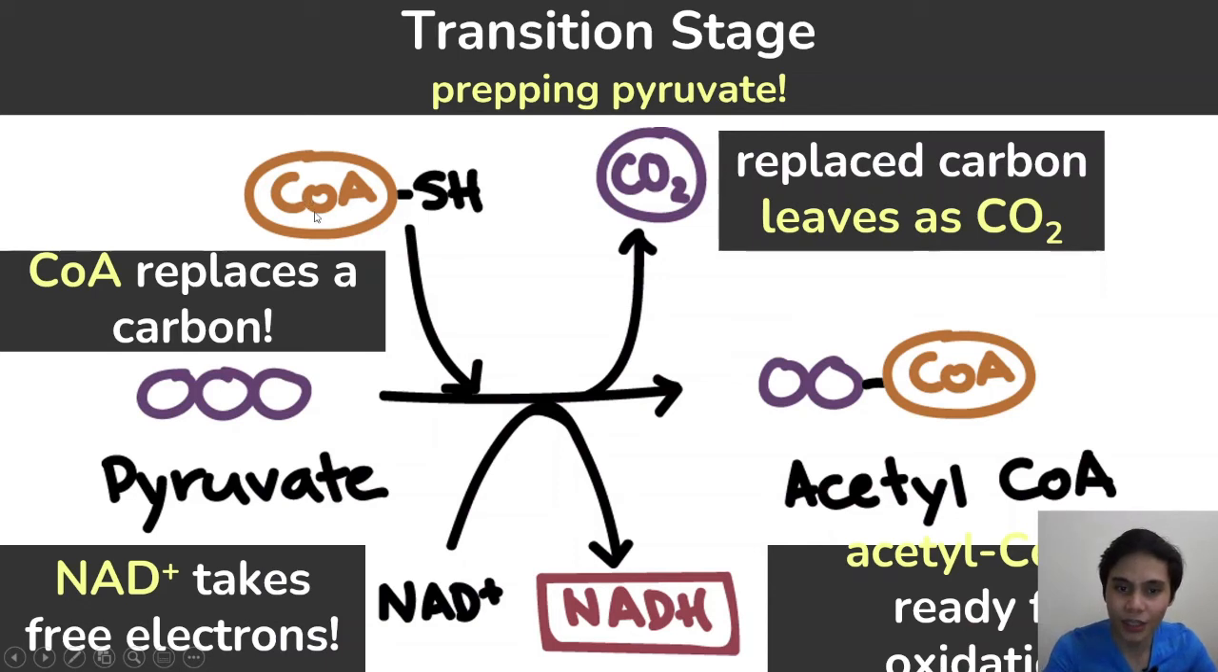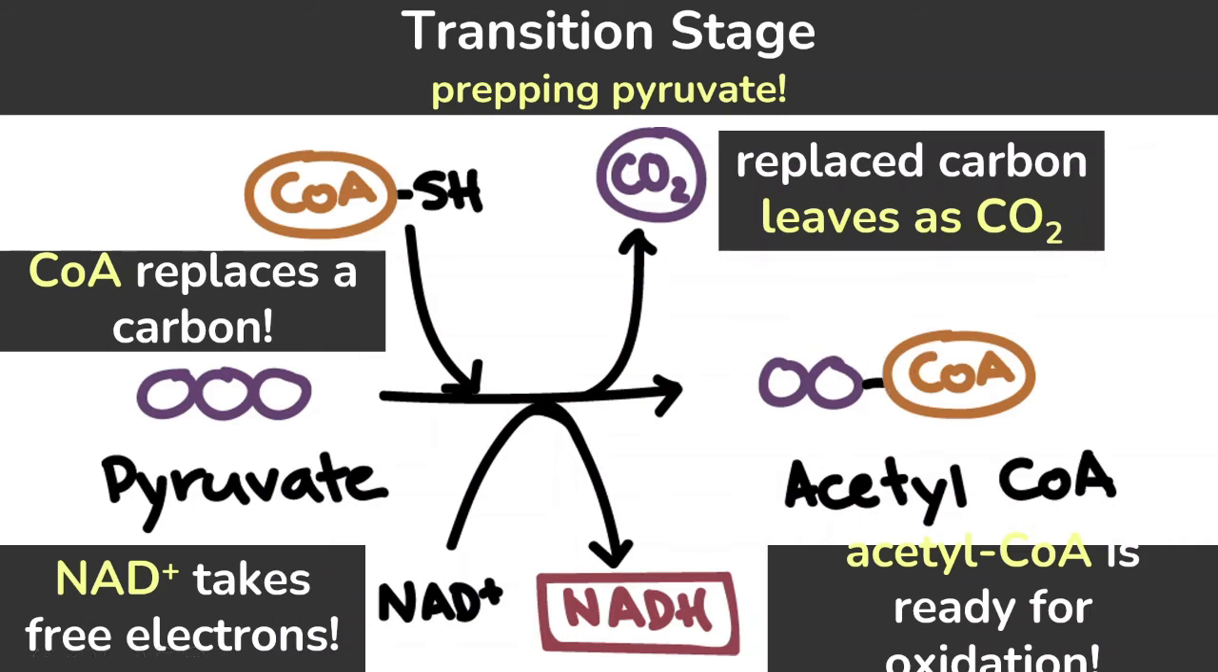So what happens is that your coenzyme A will replace a carbon from pyruvate. The carbon that was replaced will become carbon dioxide, and in the process of replacing the carbon, there's free electrons taken by NAD+, which becomes NADH. And so your final product is acetyl-CoA. Literally just replaced 1 carbon atom with coenzyme A. And this coenzyme A makes your acetyl group ready for oxidation.